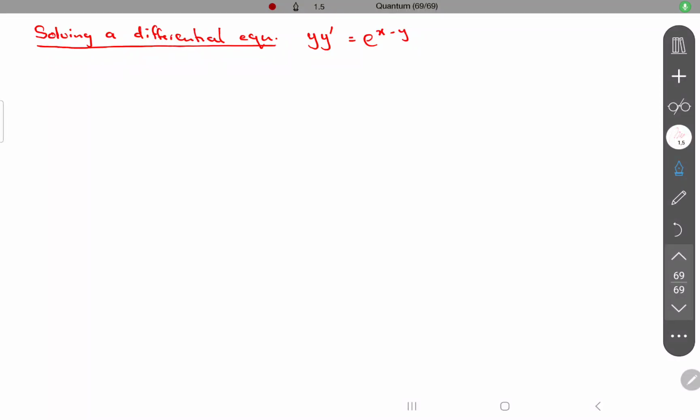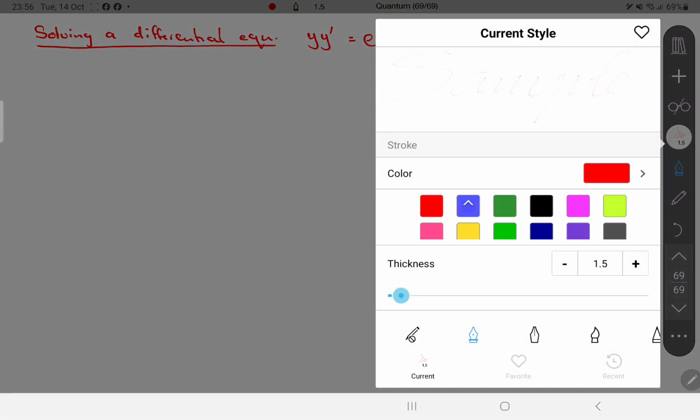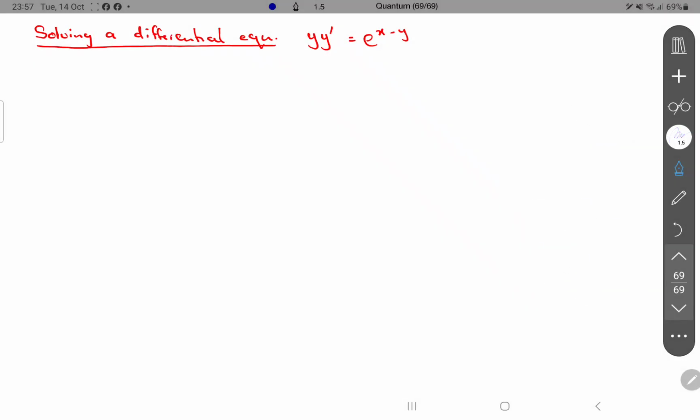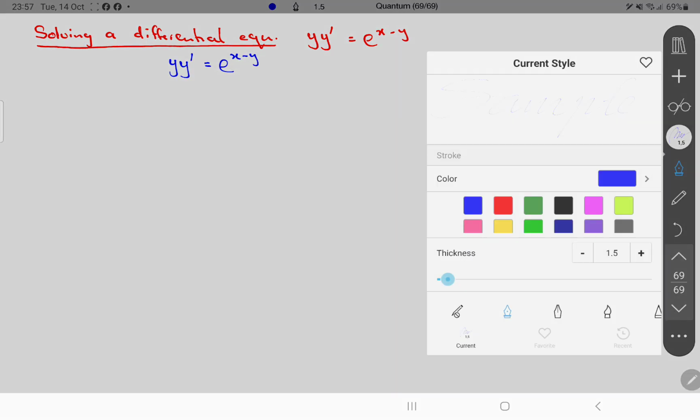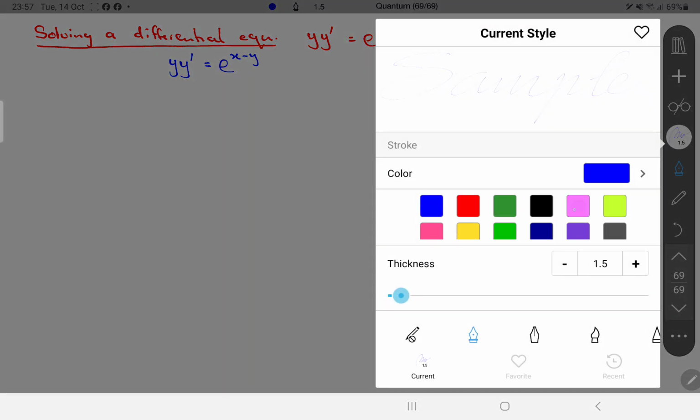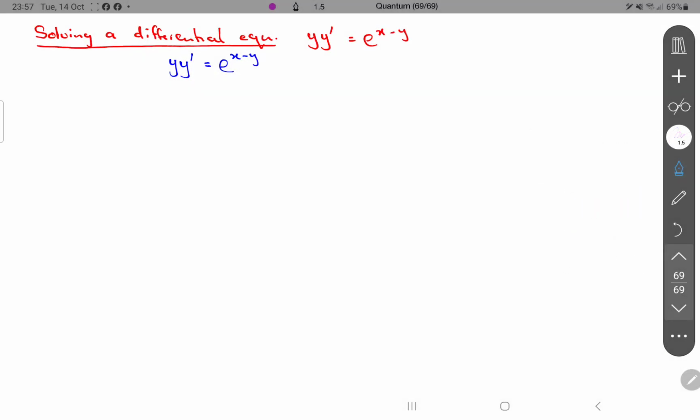Of a differential equation, and I will write in blue. So our differential equation is y prime equals e to the power x minus y. So I will define everything in a different color. Now we have a law of indices, so we use a law of indices here.